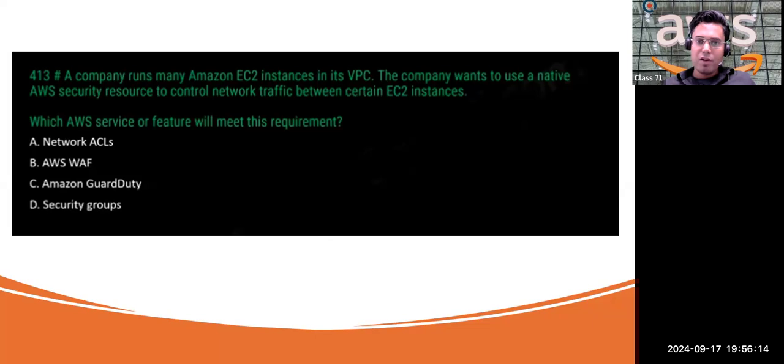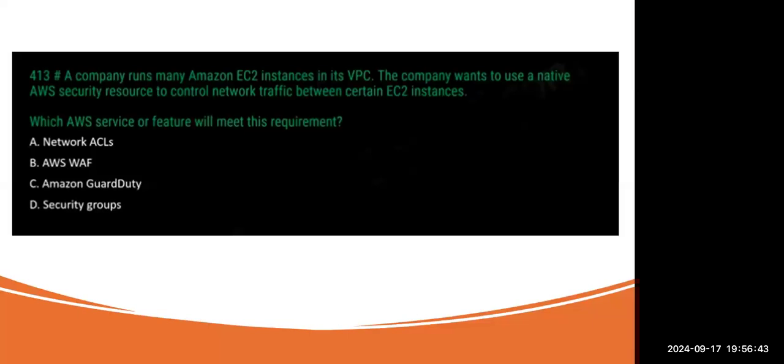Four types of firewall we have. On top, network firewall, and then at subnet level we have a network ACL. At EC2 instance level we have a security group, and at application level we have a web application firewall. Now they are talking about network traffic between certain EC2 instances, so that would be security group.